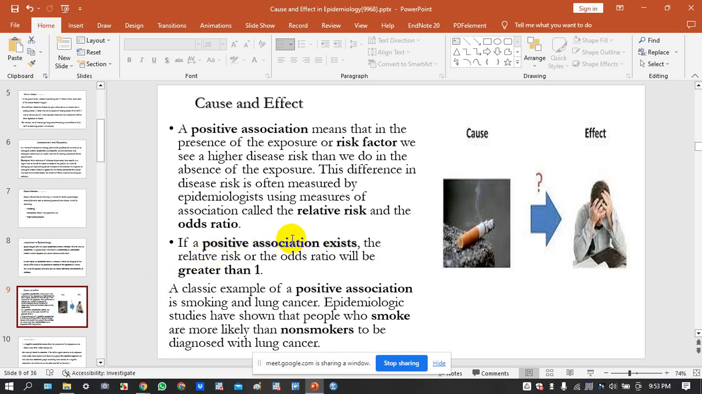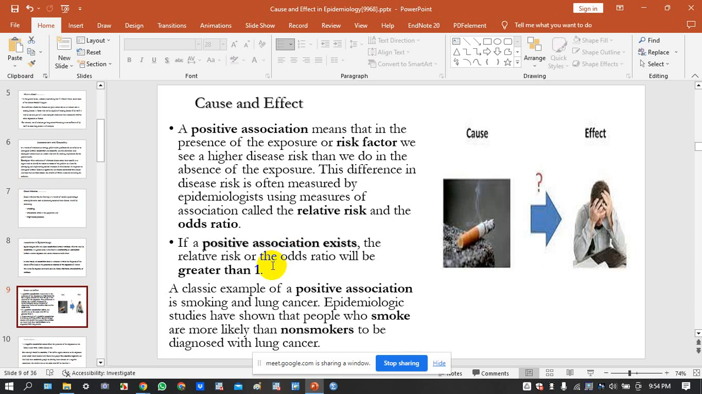So in a positive association, if a positive association exists, then the relative risk or the odds ratio will be greater than 1. So 1 is always the reference or the standard. Above 1 means that the risk factor is able to cause the disease. And if it is less than 1, it means that the risk factor, the higher the risk factor, the lower the expression of the disease.